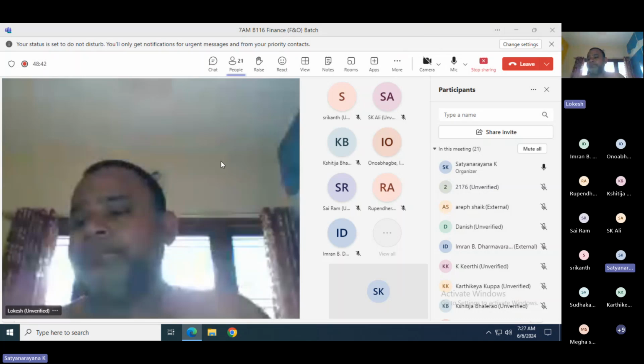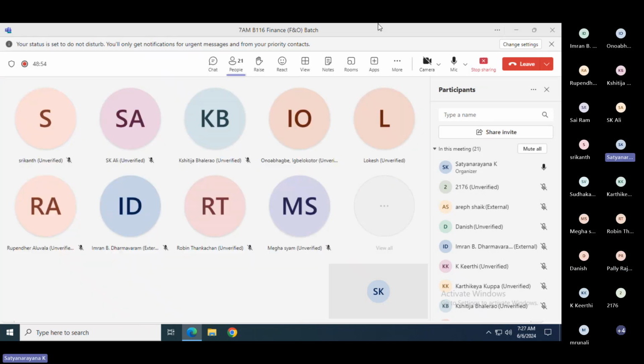Okay. So Lokesh, if you don't mind, your video is on, camera is on. You can mute your camera. There is a camera button. You can click on there. It will be muted. Yeah.